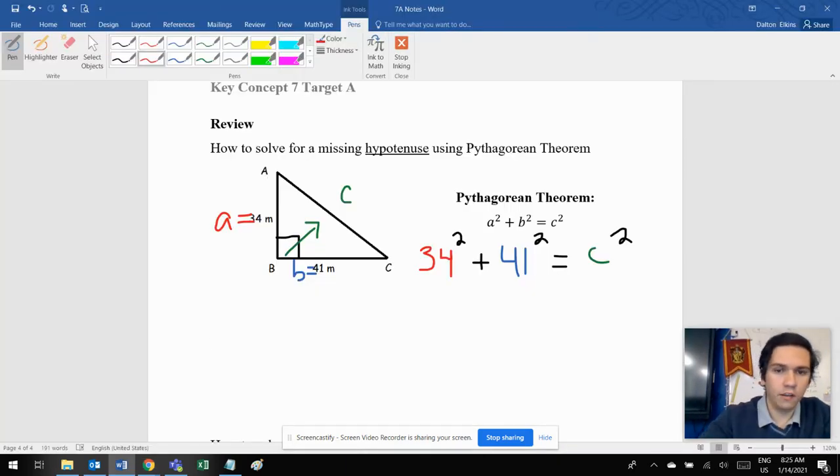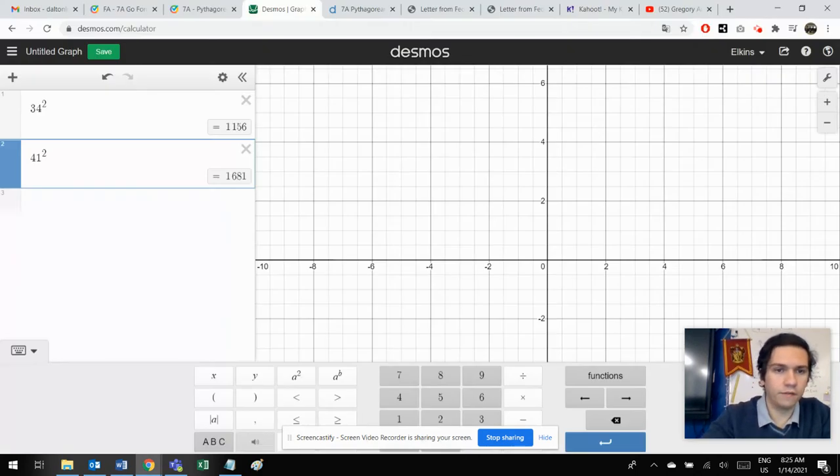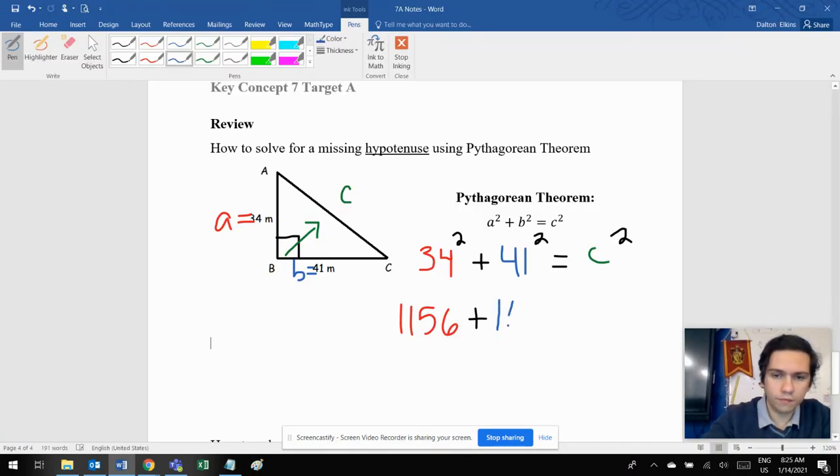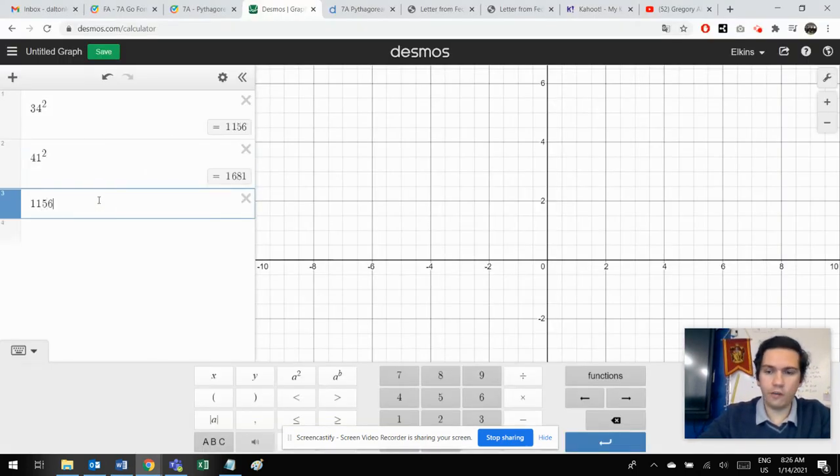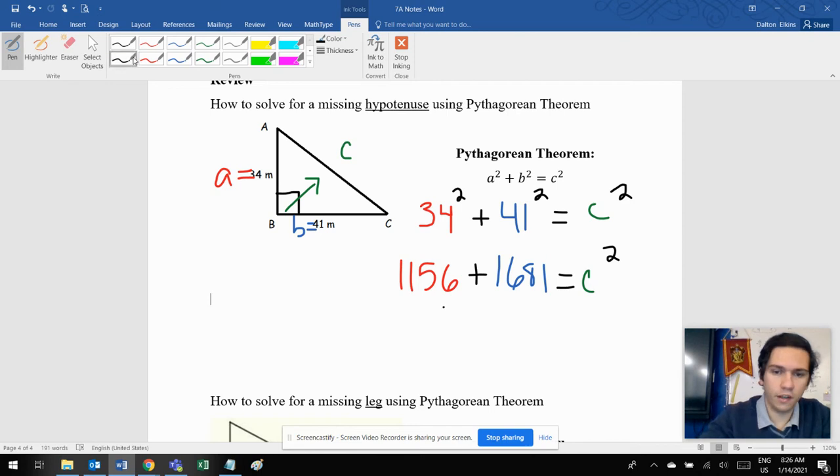Go back to my screen here. This is 1156 plus 1681. And I just put that in my calculator to reduce it. And that's equal to c to the power 2. Okay, so now I can add these together, which I'll go ahead and do in my calculator. 1156 plus 1681, which is 2837. So this is equal to 2837. And again, we still don't know what c is, so I'm going to leave it as c to the power 2.